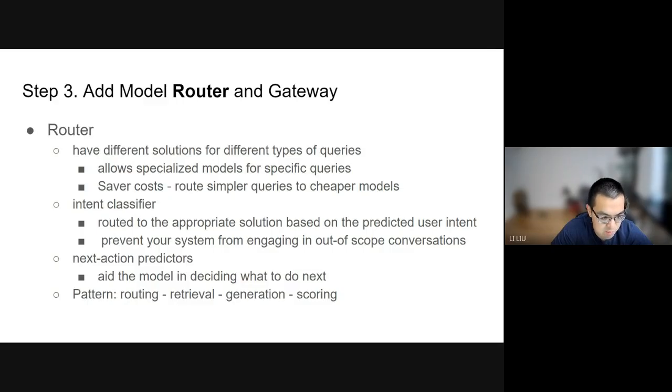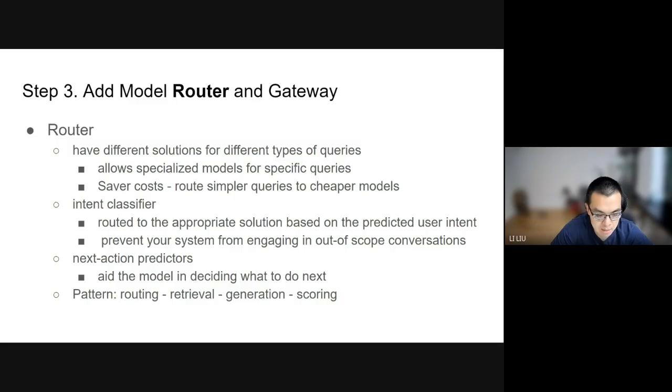Another very common use case is the intent classifier. This means the classifier would route the request to the appropriate solution based on the predicted user intent. And this will also prevent the system from engaging in out of scope conversations. This is a very common use case for the chatbot. And also, it will be very useful for the next action predictors, where this router could aid the model in deciding what to do next.